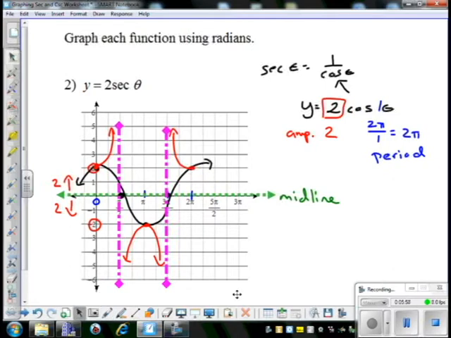And that gives us our secant function, except we need to take our eraser and go through and erase away our cosine function, because we do not want that part of our graph, and then fill in our sketch so we have y equals 2 secant theta.